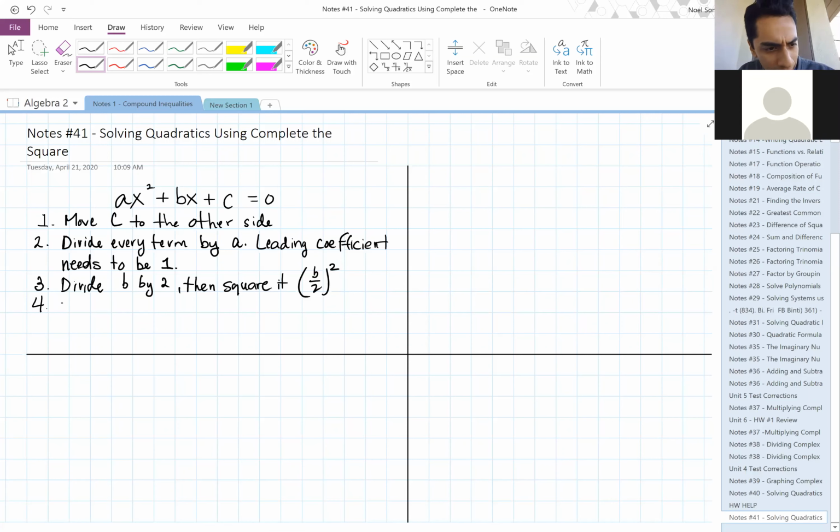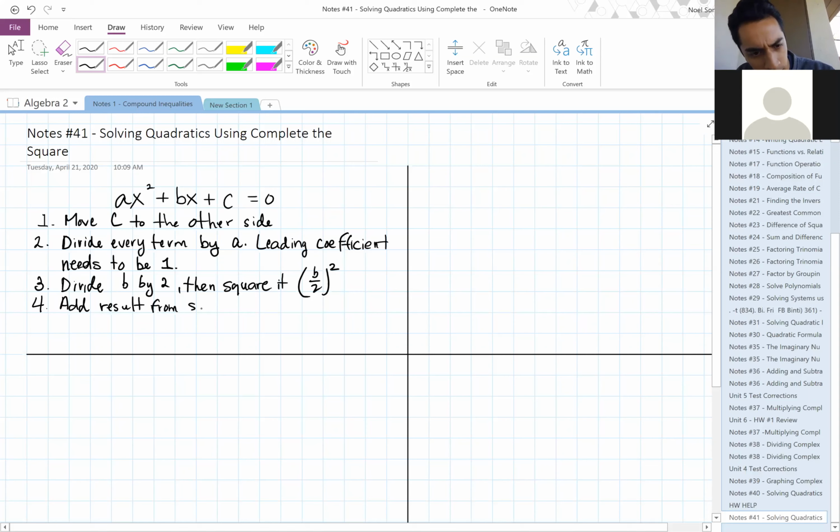So what I'm going to say here is you're going to add the result from step 3 to both sides. Okay. And then once you've done that, the next step is going to be to factor. So you're going to do some factoring. And then the last step is to solve. Solve for x.